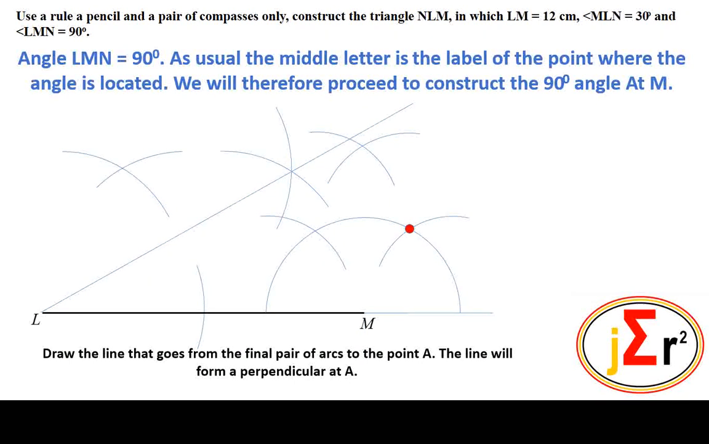Draw the line that goes from the final pair of arcs to the point. The line will form a perpendicular. So there we go. So we have here perpendicular right here. So it goes from here, it goes straight through the point of intersection of the final pair of arcs. And that is our 90 degrees construct completed.